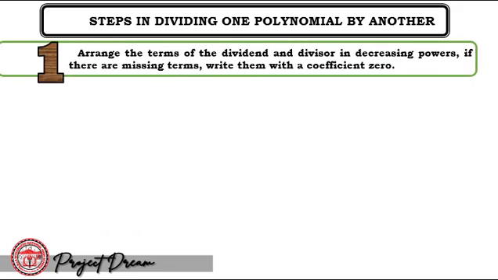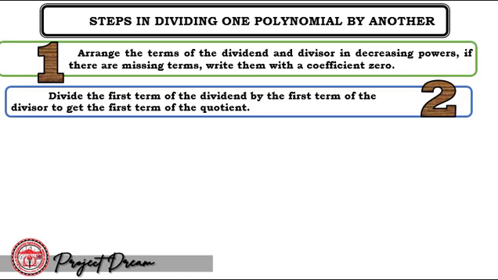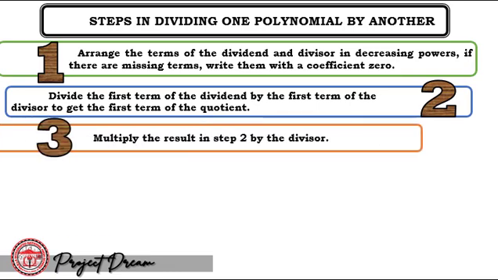Una, arrange the terms of the dividend and divisor in decreasing powers. If there are missing terms, write them with the coefficient 0. So the second step is divide the first term of the dividend by the first term of the divisor to get the first term of the quotient. Step 3, multiply the result in step 2 by the divisor.